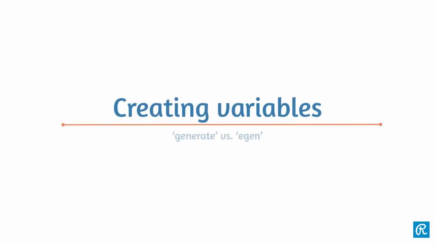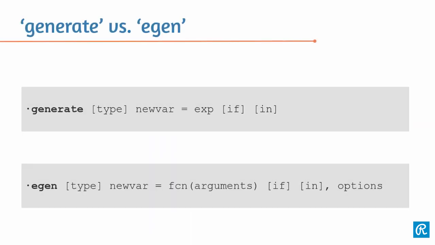Let's talk about using the commands generate and egen to create new variables. I'm going to start by showing you both their syntaxes. The command generate is the one on top, and it requires that you type the command itself, generate. If you want, you can specify the type of the new variable. Note that it's in brackets, so it's optional.